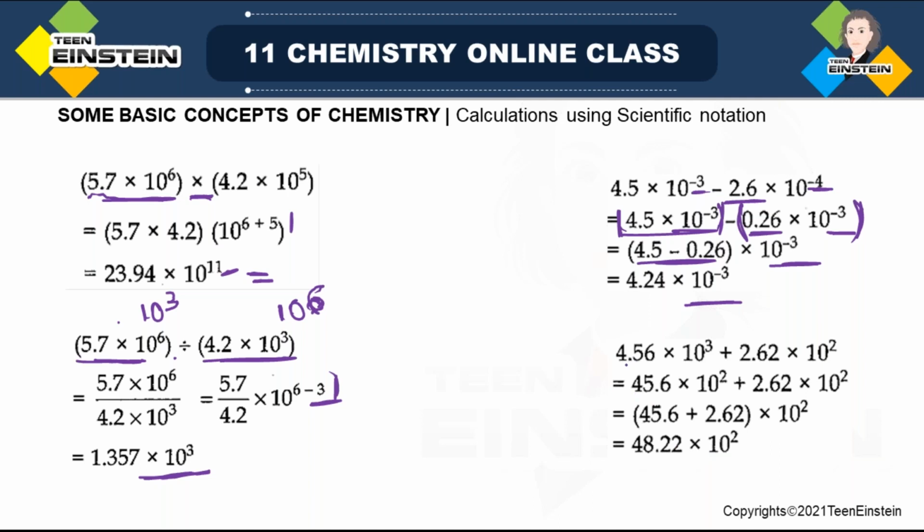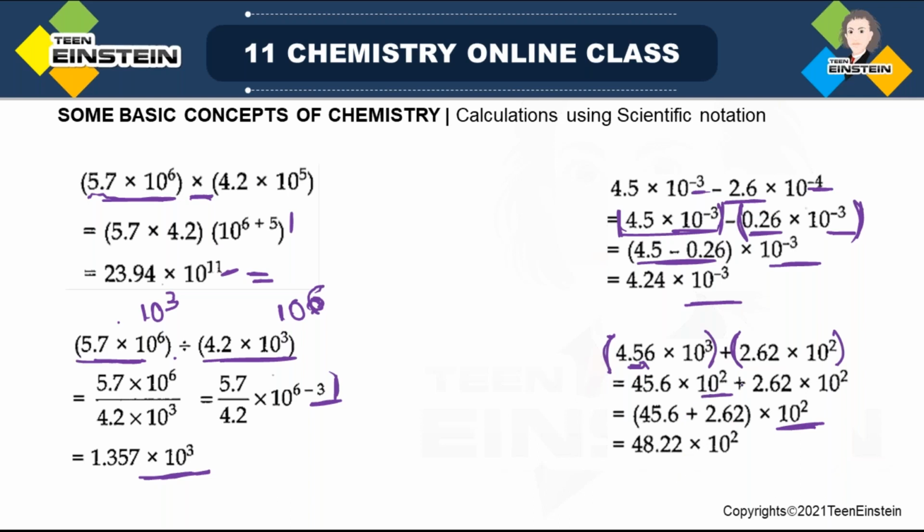Then we again have two entities. The power of the first is 10 to the power 3, the second entity's power is 2. So we have to make the power the same, then only you can take common. Now in the first term, if you move the decimal towards the right, as you are moving right, the 10 to the power 3 will now be 10 to the power 2. You can take it common, and you are getting 48.22 times 10 to the power 2.